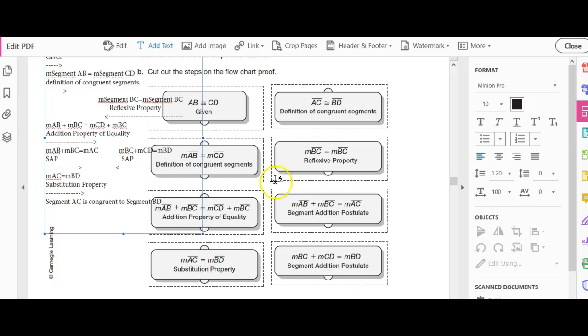The same thing is true when we go backwards. If I know that the properties are equal and I now want to use that information to state that the objects are congruent, then I would say, okay, let's go backwards, and we're going to use the definition of congruent segments to say because the properties are equal, now we know the segments are congruent. So that would be our last statement here, the definition of congruent segments.